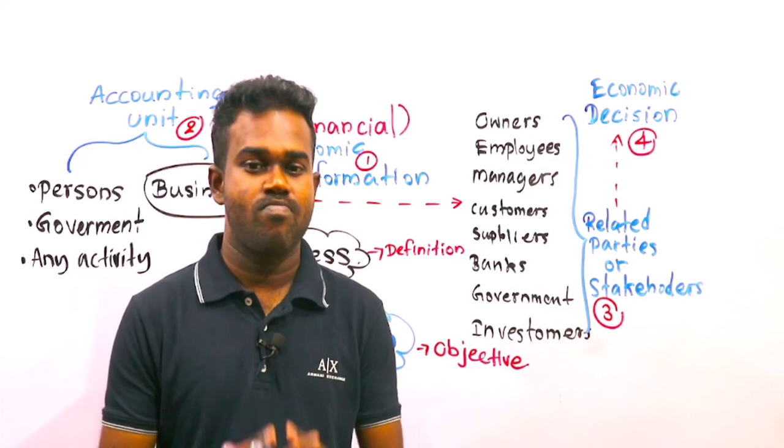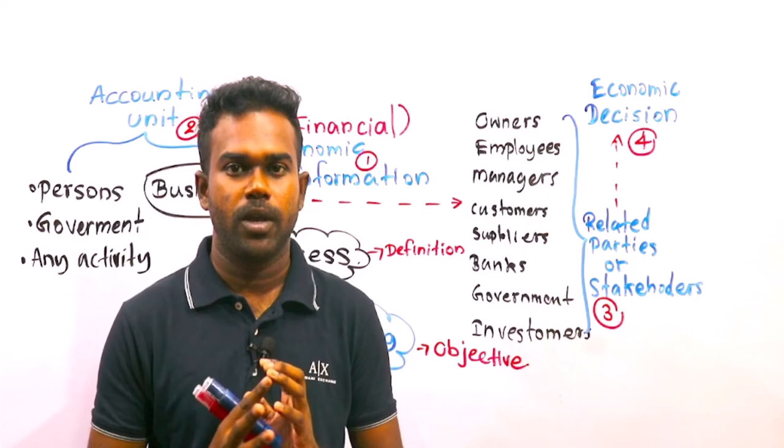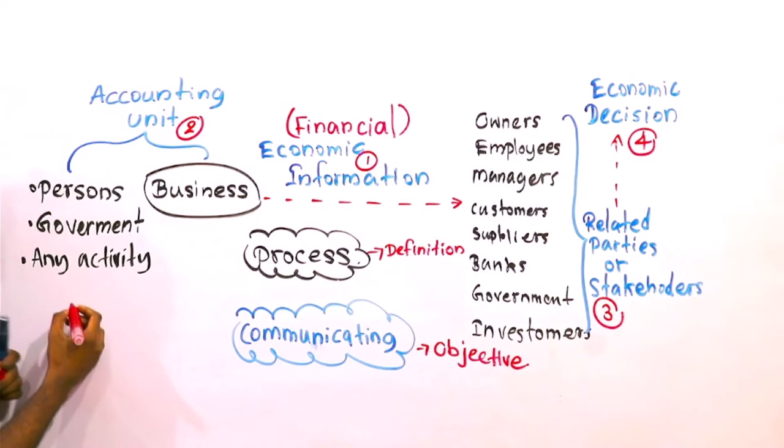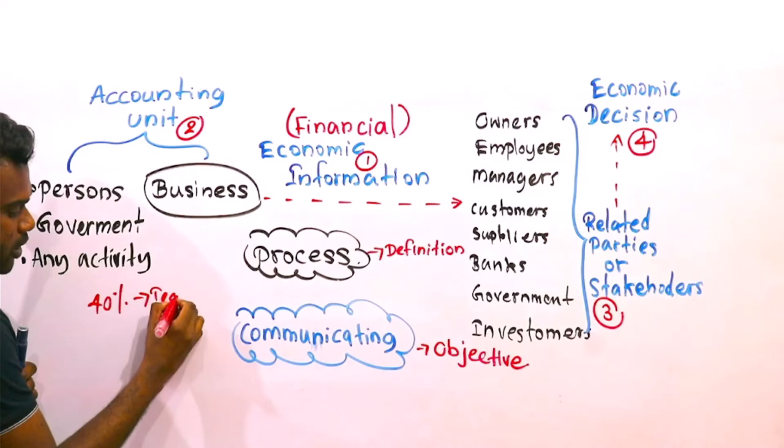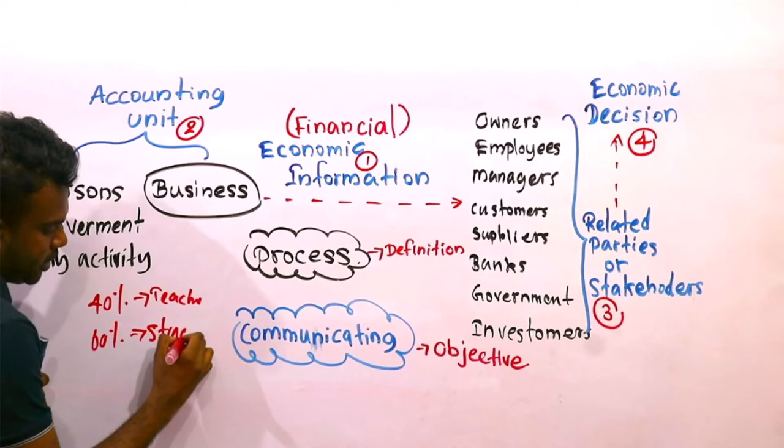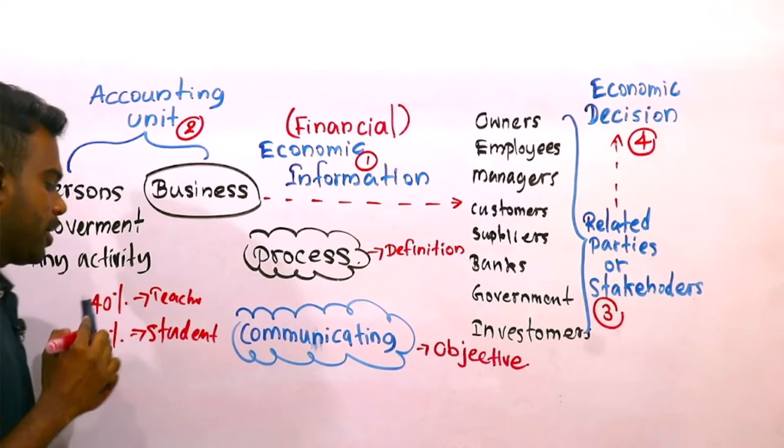For A levels, the teacher can contribute 40%, and the other 60% has to come from the student. You have to complete your 60%, then only can you get the 40% from the teachers, right?